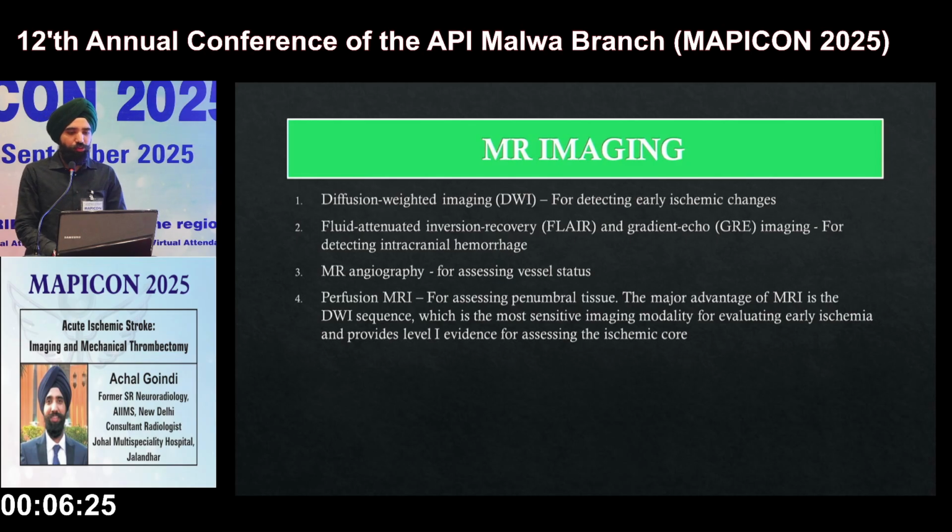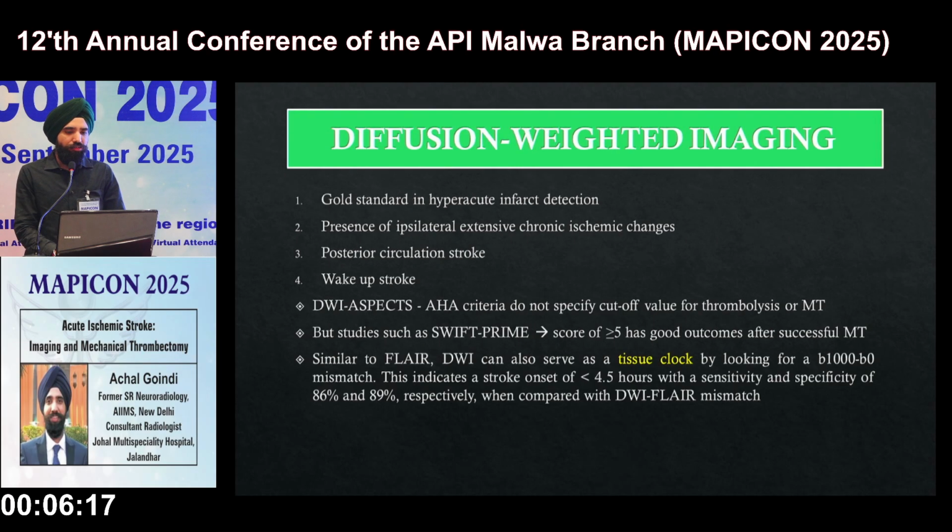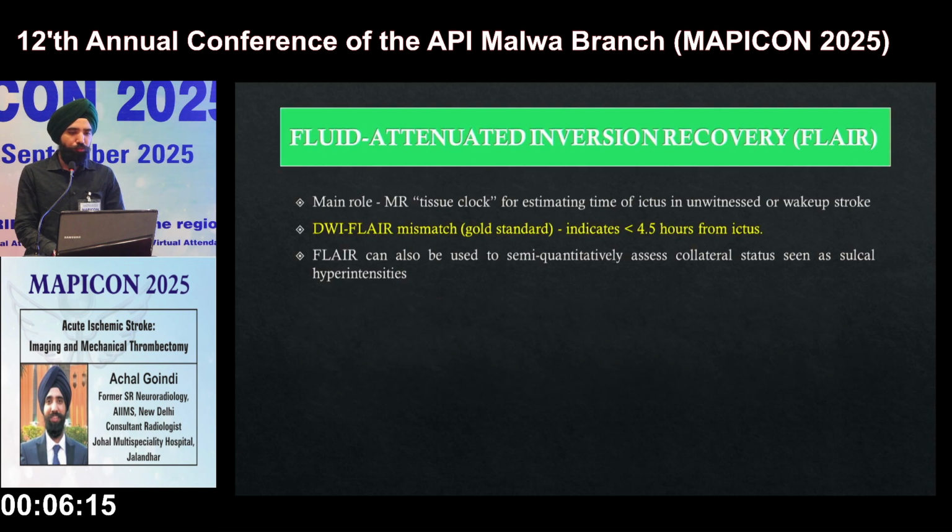And then there are other sequences such as FLAIR and gradient echo imaging, which also help in assessing the stroke. So diffusion I have already talked about. What is the importance of FLAIR imaging? Suppose you have a clinical scenario where a patient goes to sleep totally fine, no deficits, and when the patient wakes up, you suddenly see significant neurological deficits. In this subgroup of patients, we don't know the actual time of onset, because the stroke happened sometime during the sleep.